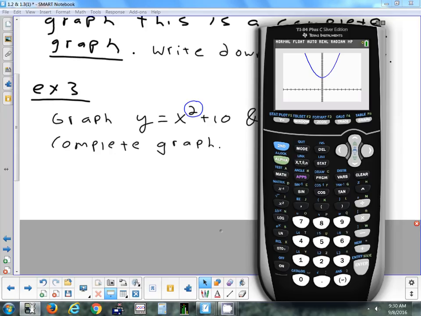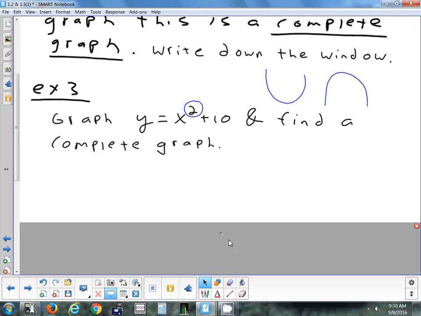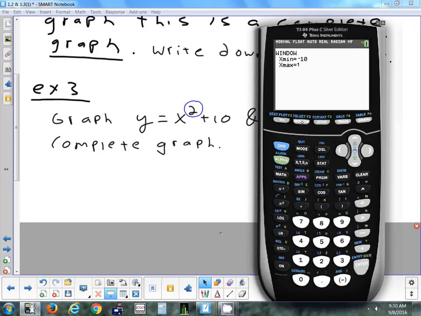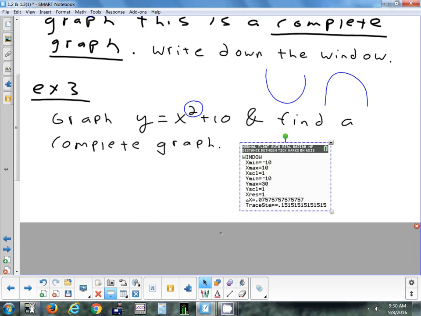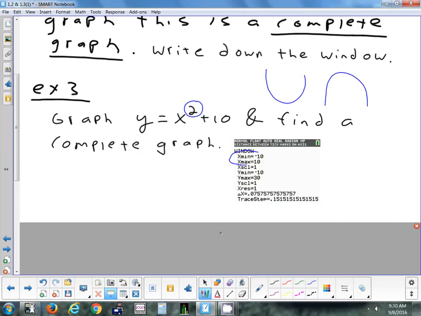It says that I have an error. You have an error? Let's take a look. Yeah, so when you type it in, just make sure you don't actually have an extra symbol. It should just be the x squared and just a plus sign and just a 10. Okay, so the directions say find a complete graph. All I need you to do is write down that window. And all you really need is x min, x max, y min, y max.